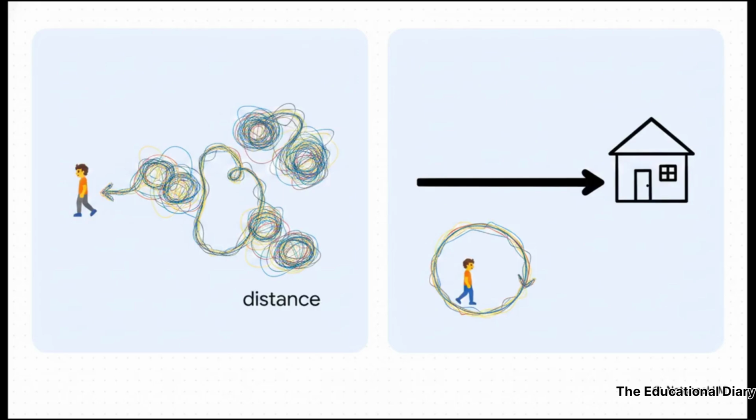And here is the kicker. Displacement can literally be zero. If you walk in a giant circle and end up exactly where you started, your distance might be huge, but your displacement is a massive zero. It can even be negative if you end up behind your starting line.